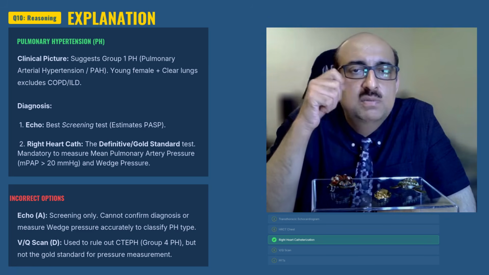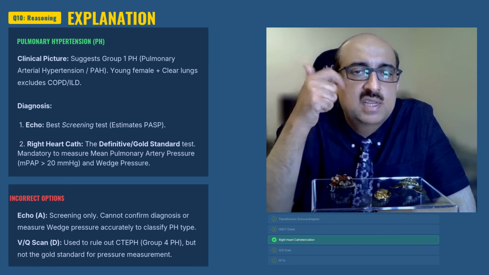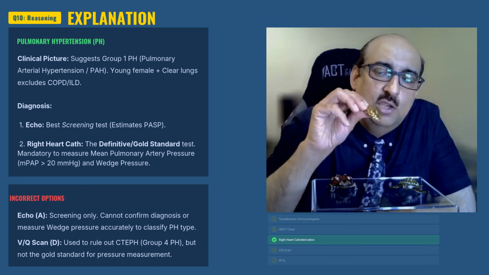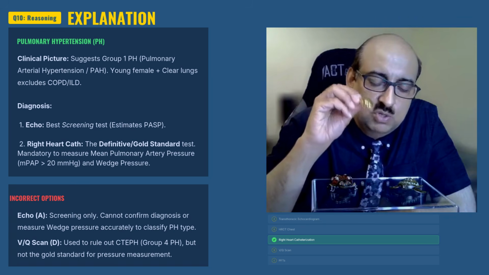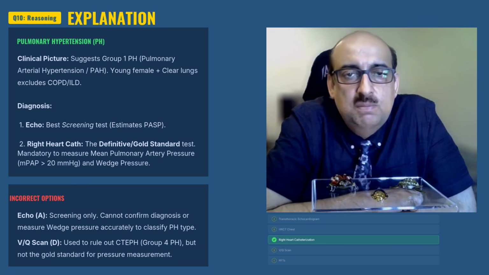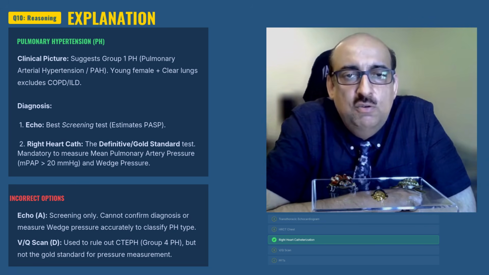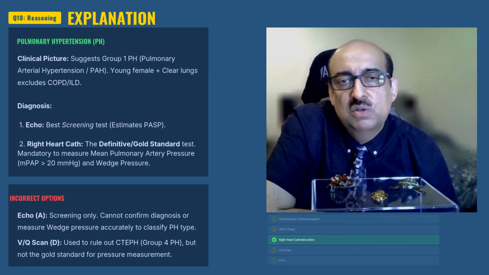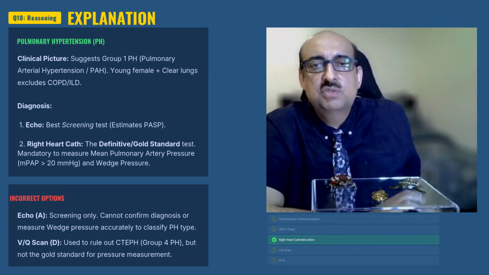So for diagnosis, echo is definitely the best screening, but right heart cath is the definitive gold standard, which brings us to the AU. AU is aurum, which is gold. So the gold standard, or Beetle, gives you the definitive diagnosis. The right heart cath is mandatory to measure the mean pulmonary arterial pressure. If it's above 20 millimeters of mercury, then that is confirmatory for pulmonary arterial hypertension. And also you measure the wedge pressure as well.